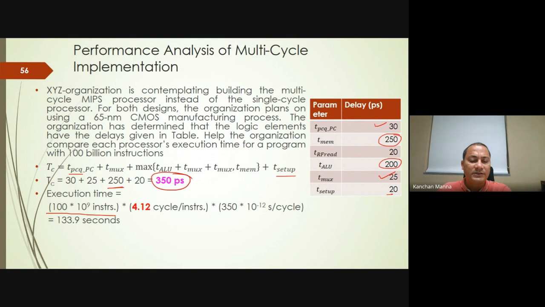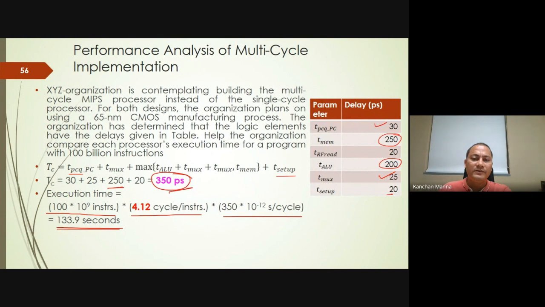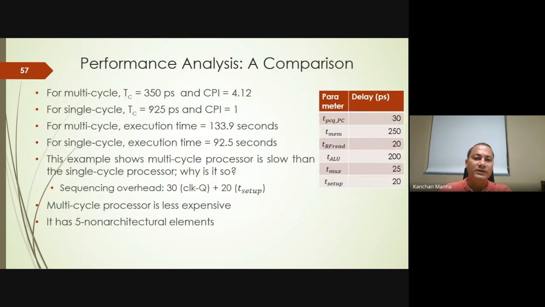Okay, and this is the formula. So we have this many instructions, and CPI is this one, and this is the cycle time. So the total execution time is this one. Now, if you remember, here you see the TC, that is 350 picosecond. And if you remember the single cycle one, the clock period was 925 picosecond, and CPI is 1 for the single cycle one. However, for the multi-cycle one, you can see here the clock period has been improved. It is 350 picosecond, and CPI is 4.12 for that program.